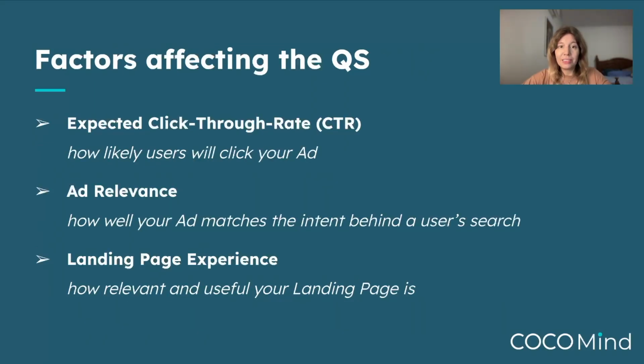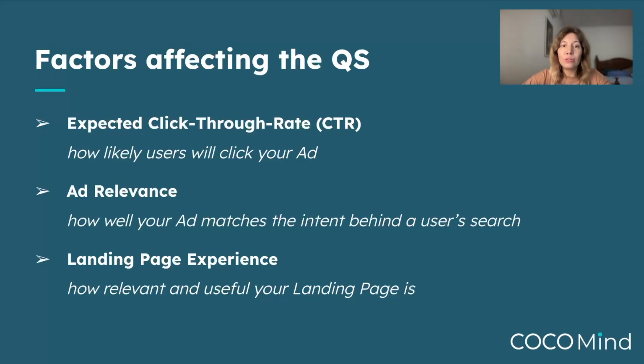There are three main factors that affect the quality score. First of all, the expected click-through rate. How likely users will click your ad. So if people click your ad often, Google sees it as relevant and the quality score increases. If people ignore your ads, your quality score decreases. And then second, the ad relevance. How well your ad matches the intent behind the user search, and as well how well your ad is matching with your targeted keywords. Then third, the landing page experience.